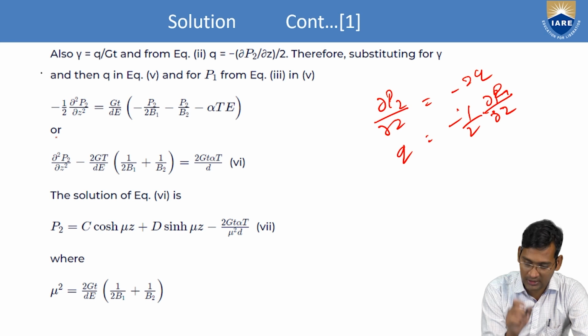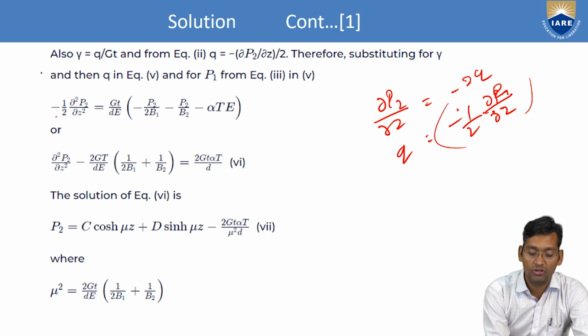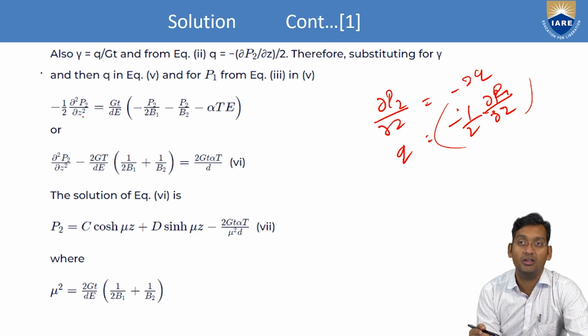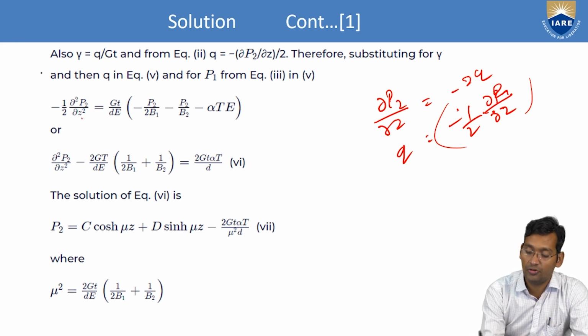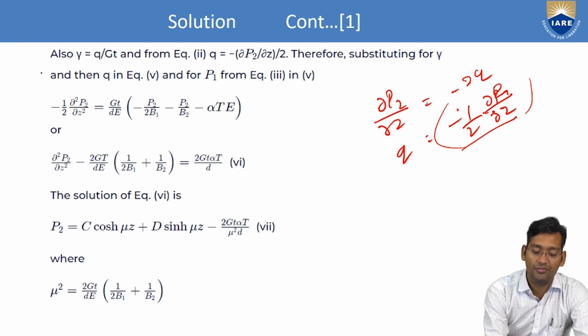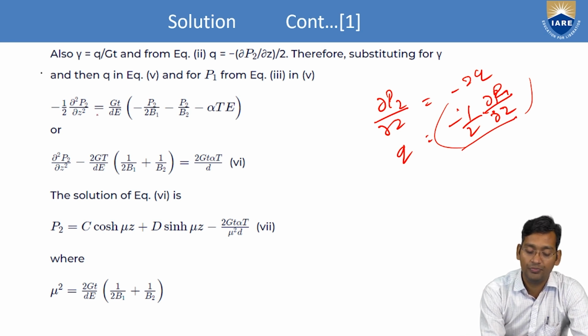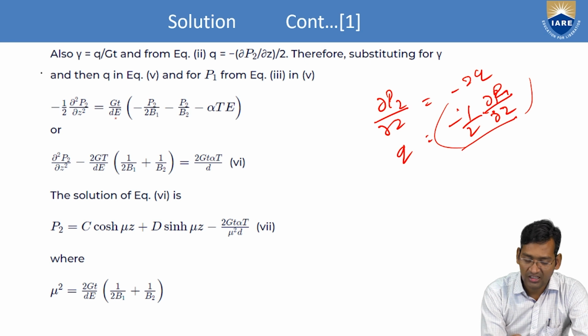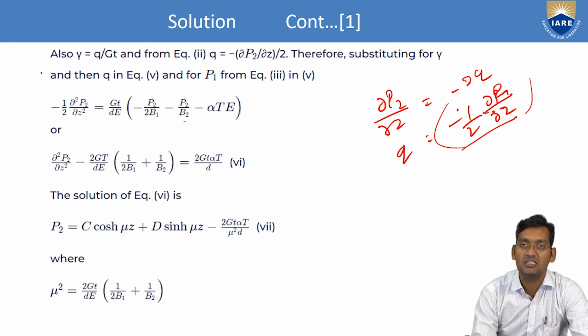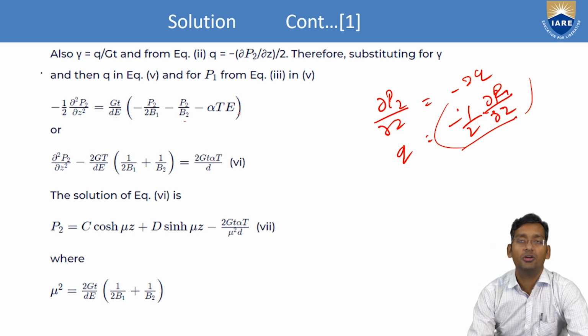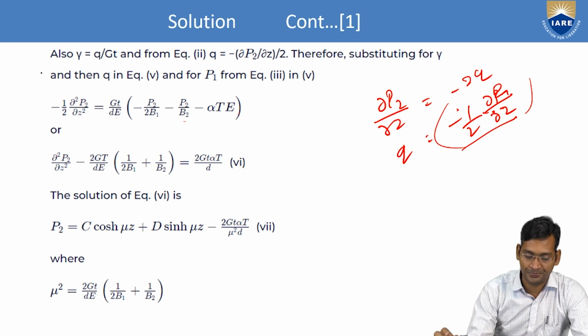So after putting the value, what we'll get? Just see this value, Q equals to minus half del P2 by del Z, because del P by del Z is there, right? So differentiation of this term once again. So minus half del square P2 by del Z square equals to Gt by D, D is taken common, right? Minus P2 by 2B1 minus P2 by B2 minus alpha T. So here this term is increased because of what? The temperature effect, and alpha is the temperature coefficient.